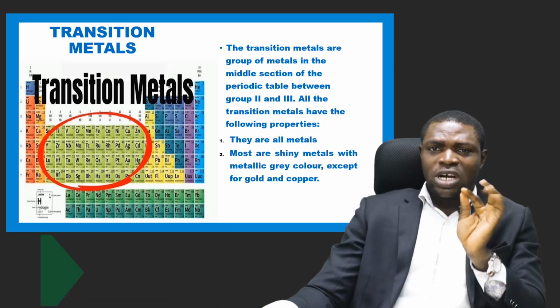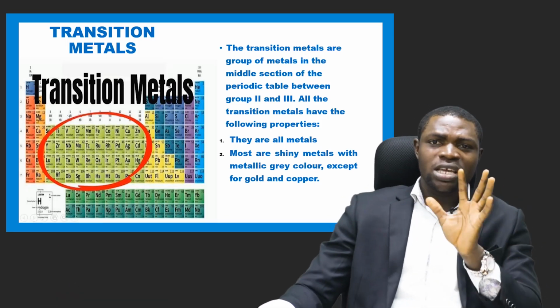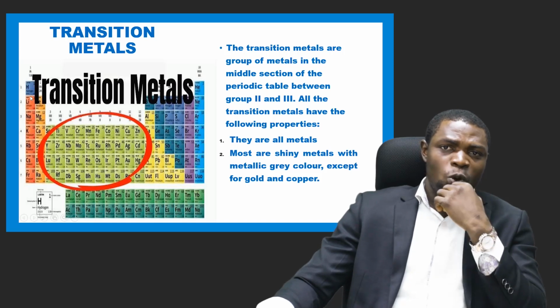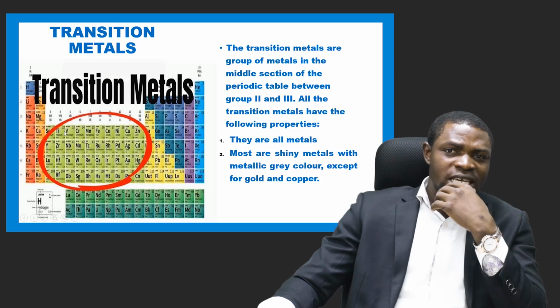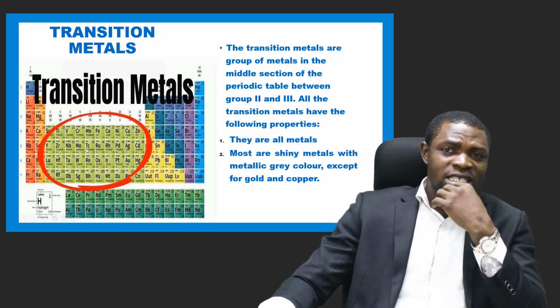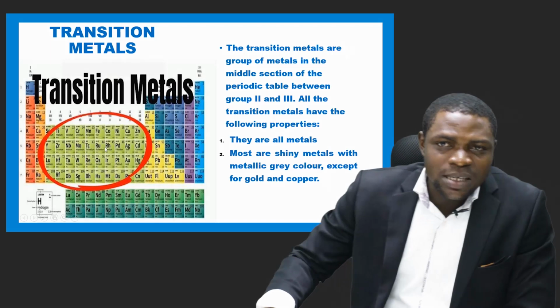Now, this is what I'm trying to explain to you. Look at it very critically. Look at this arrow. This is group 1. This is group 2. Now, between group 2 and group 3, you see these elements. Look at all these elements. They are called D block elements.